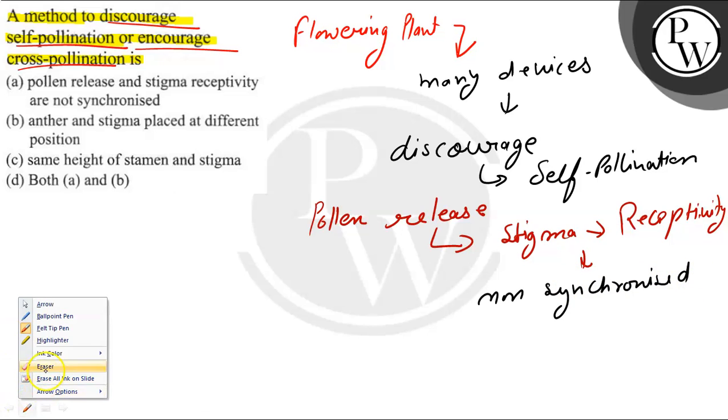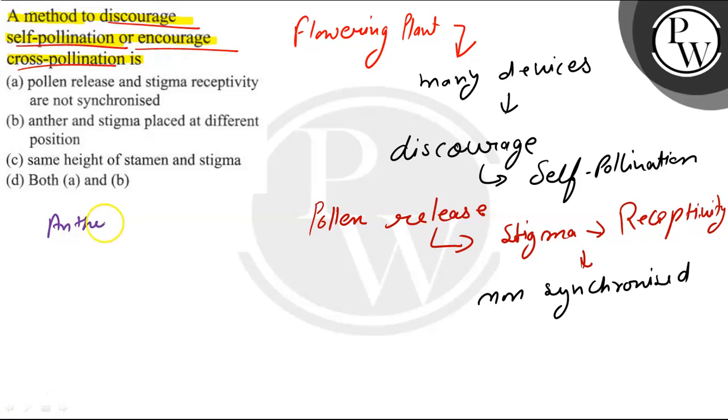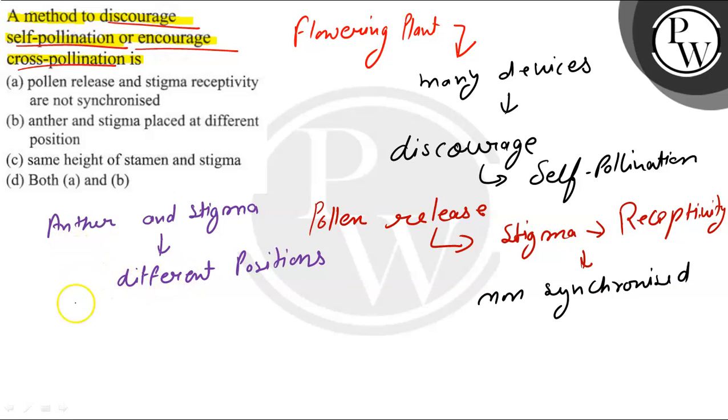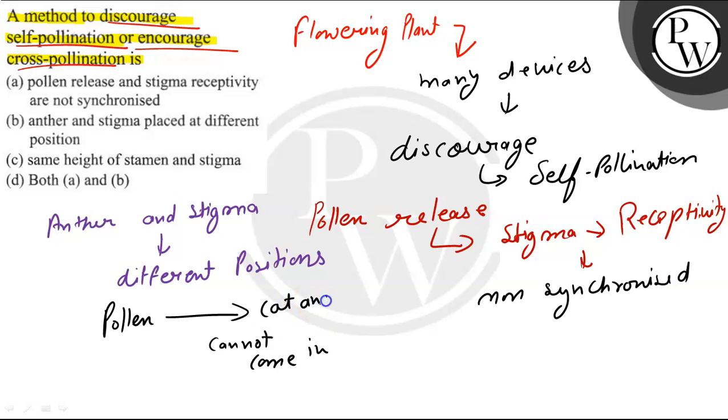In some other species, the anther and stigma are placed at different positions, so that the pollen cannot come in contact with the stigma. Both these methods prevent autogamy.